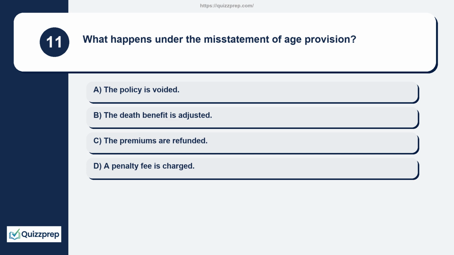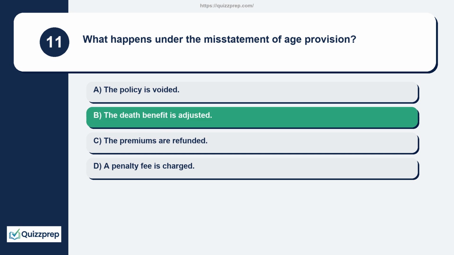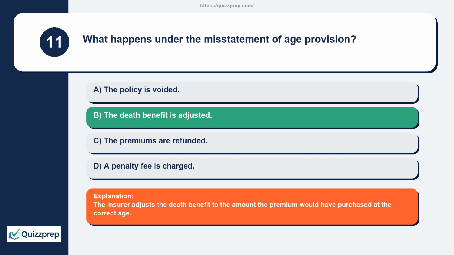Question 11. What happens under the misstatement of age provision? The policy is voided. The death benefit is adjusted. The premiums are refunded. A penalty fee is charged. The insurer adjusts the death benefit to the amount the premium would have purchased at the correct age.